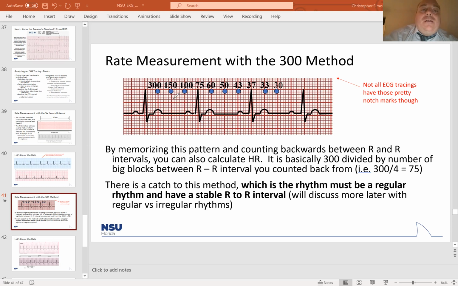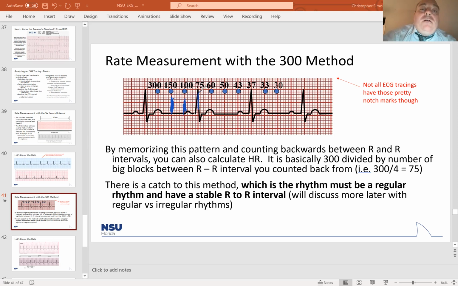Let's say it was right here. And that's where the next R wave fell. Okay, then I could say two big boxes, heart rate's 150. If it fell right here, the next R wave, you could say the heart rate was 100.